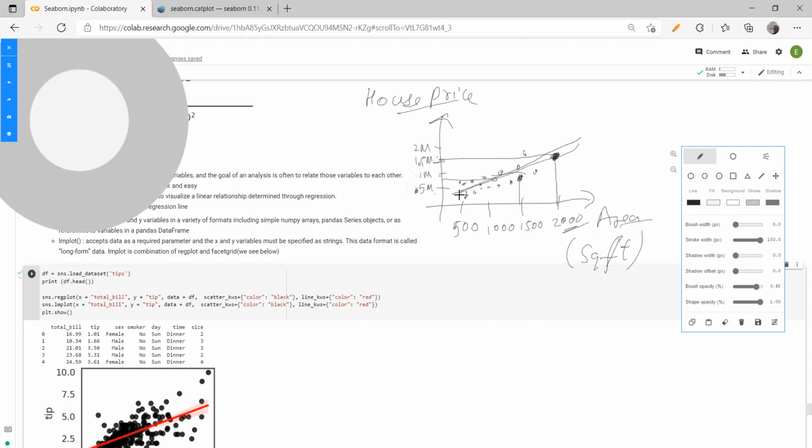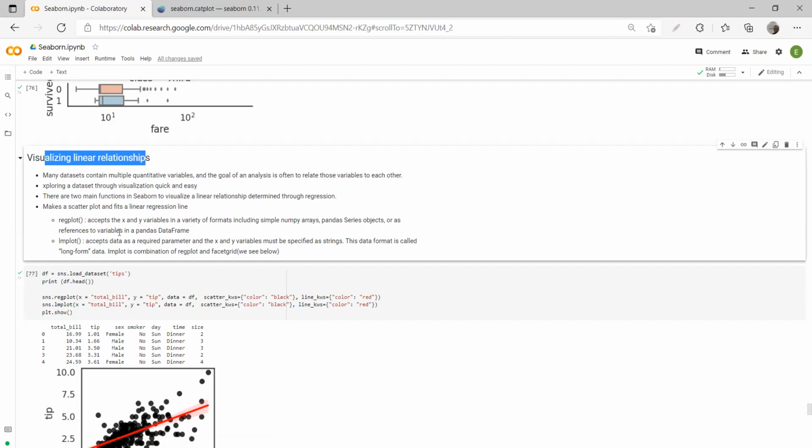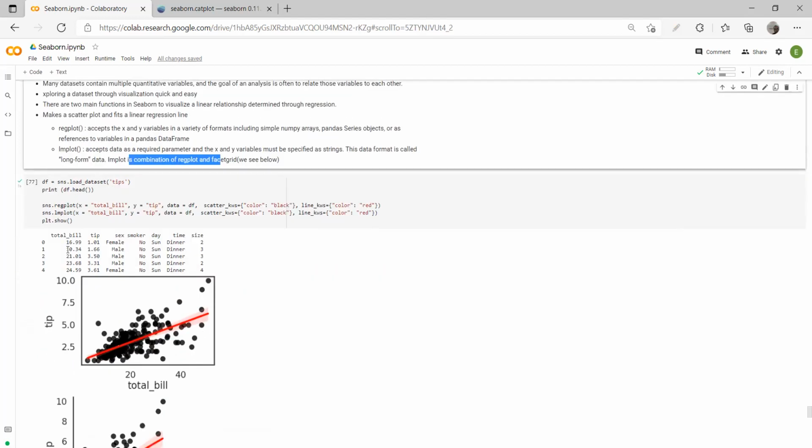And this is called a linear relation. There is a linear relation between these two things, and what we are seeing in this graph is nothing but visualizing the linear relationship. How can you visualize it? There are two functions available: one is called regplot, and the other is called lmplot, which is for long-form data, that is, when the data is a little bit big. So if you want to show a linear relationship, you can use this kind of plot.